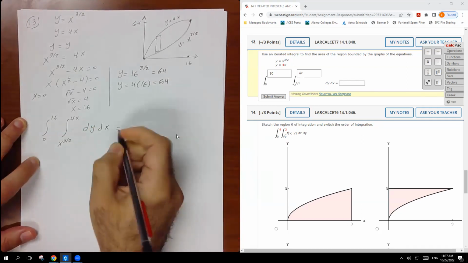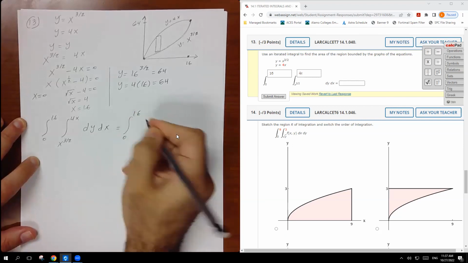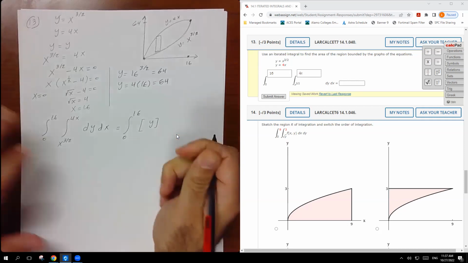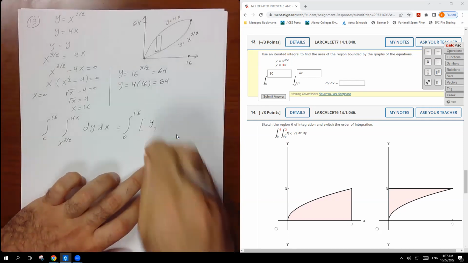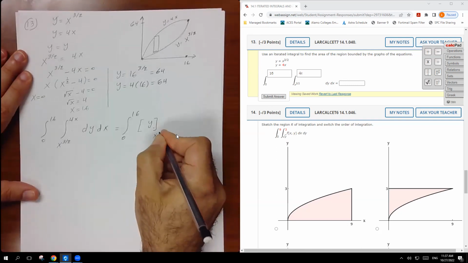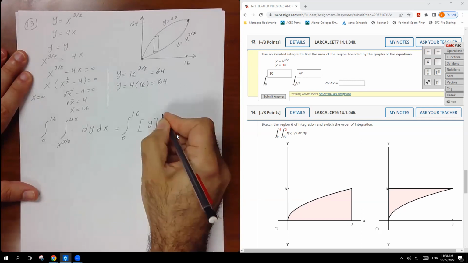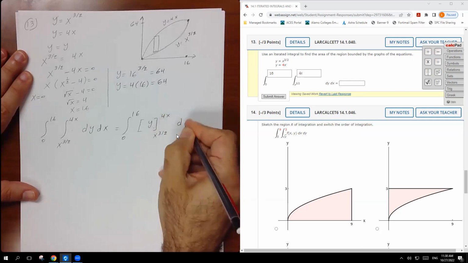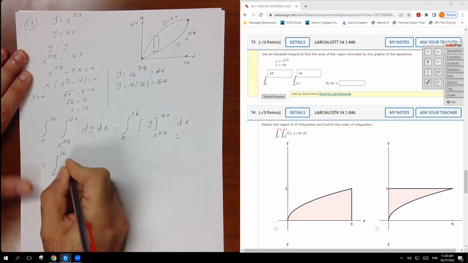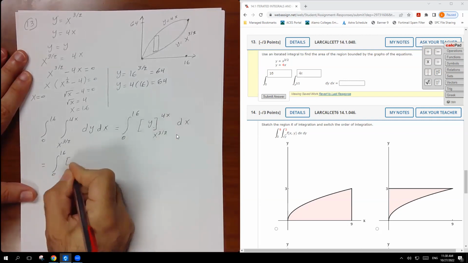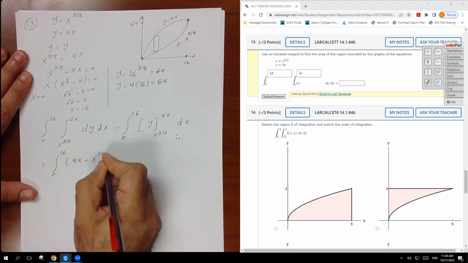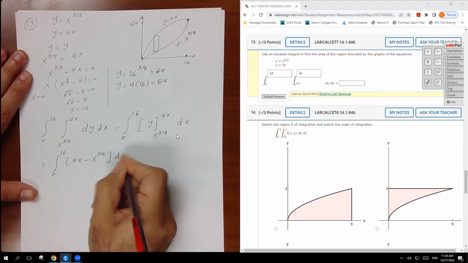So it's going to equal the integral from 0 to 16. This one is going to be y from x^(3/2) to 4x, and the left is dx. So this is going to equal the integral from 0 to 16, plug in this one, so it's going to be 4x minus x^(3/2), everything dx.